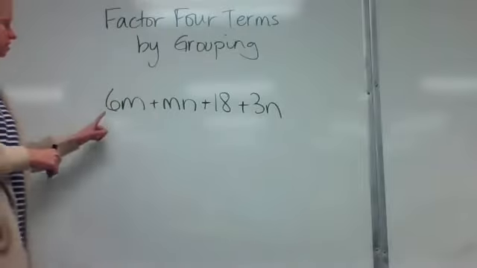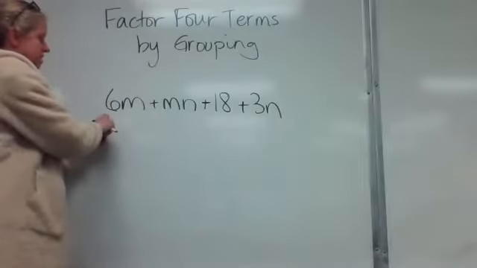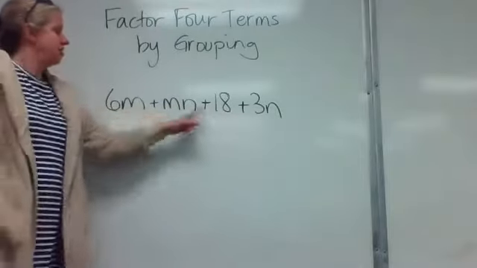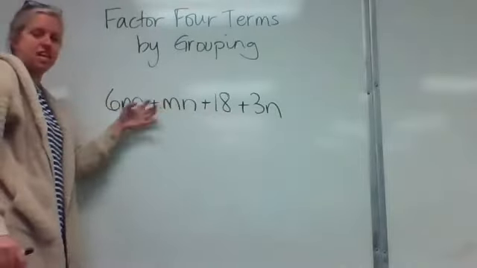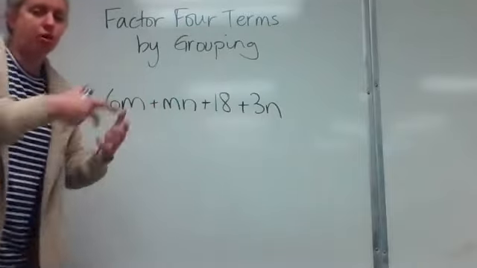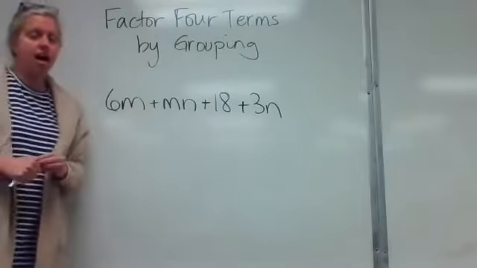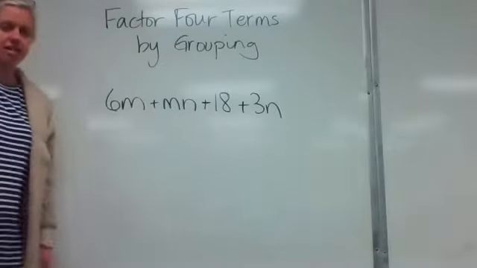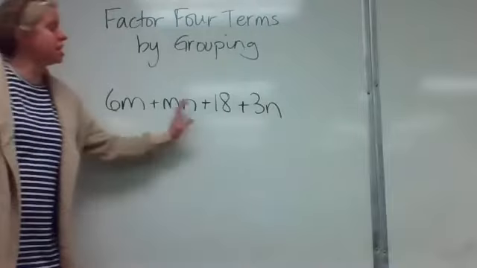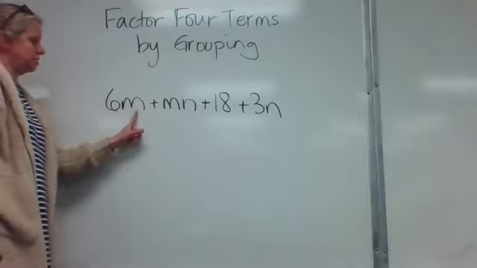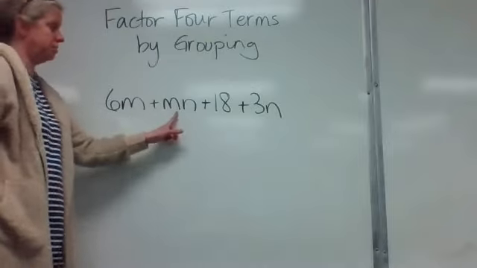But when I look at my numbers, I've got 6, 1, 18, and 3. This one, I can't pull out anything because the only thing this one has is a 1. And remember, pulling out a 1 does not help me. I still have the same exact thing. So there's not any numbers in common other than the 1. This one has an M. This one has an M.